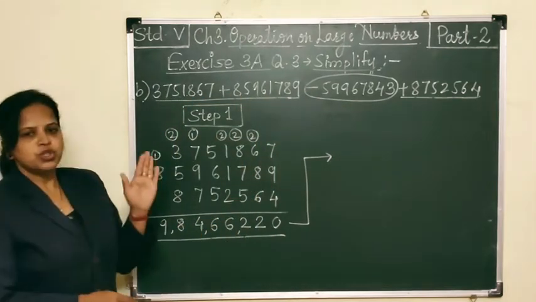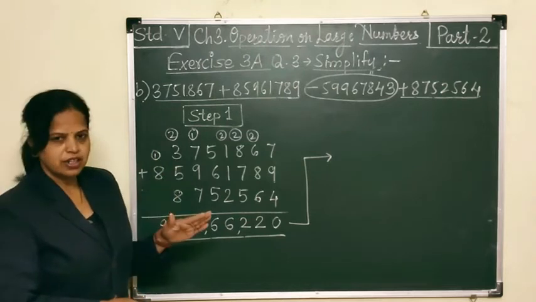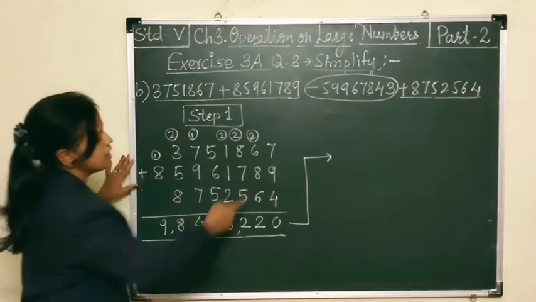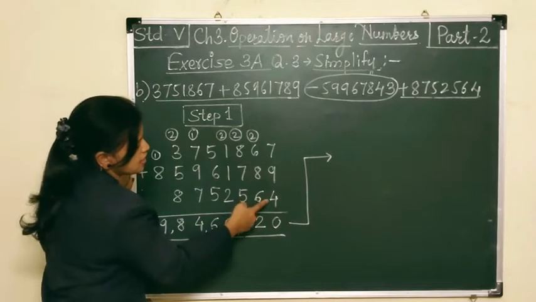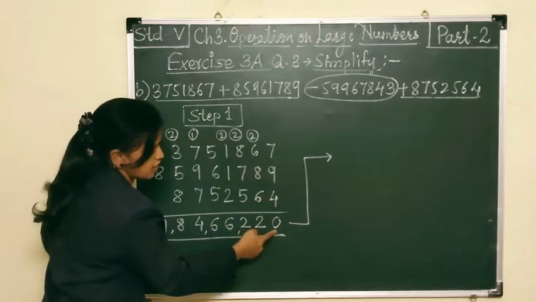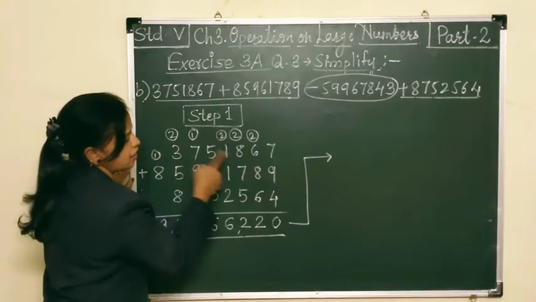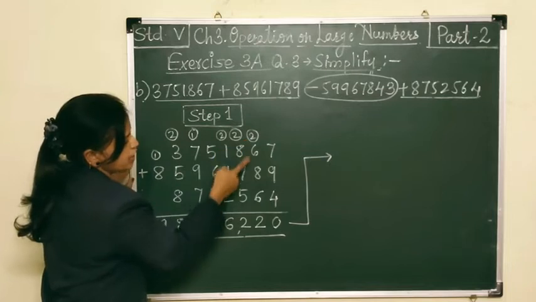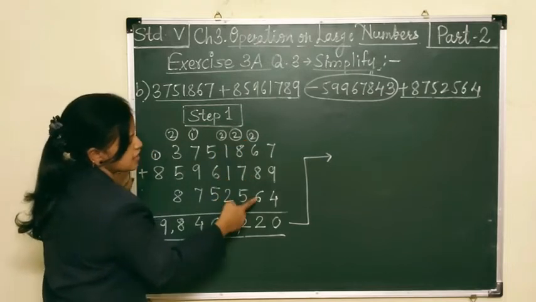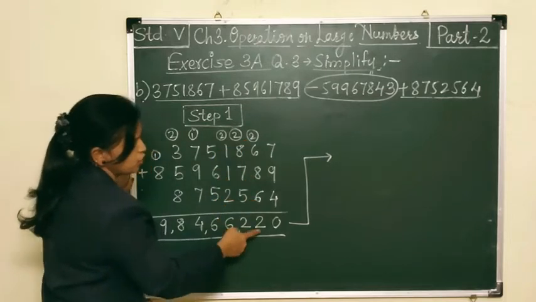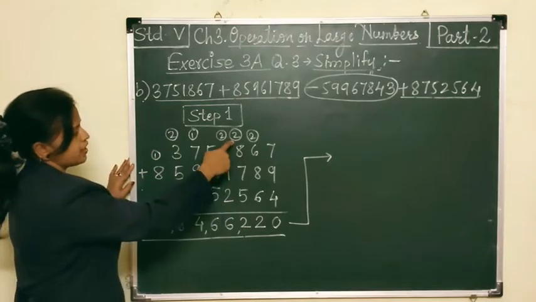Now, if you want to check it once again, whether your addition is correct or not, you can go through it. See, 9 plus 7, 16. 16 plus 4, 20. 0 is written down, 2 is carried up. 6 plus 2, 8. 8 plus 8, 16. 16 plus 6, it is 22. 2 will be written down, 2 is carried over here.